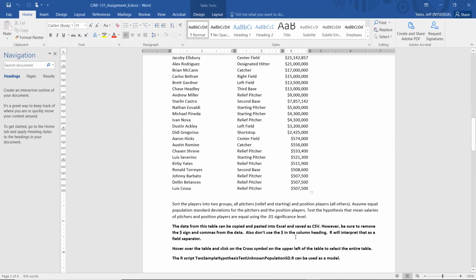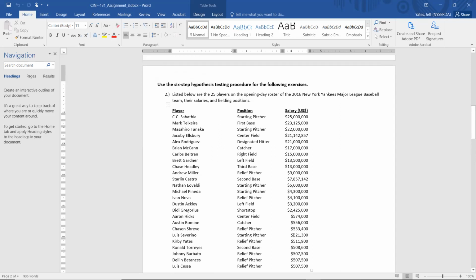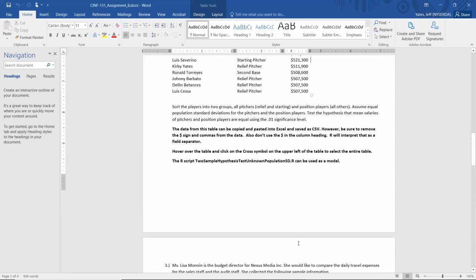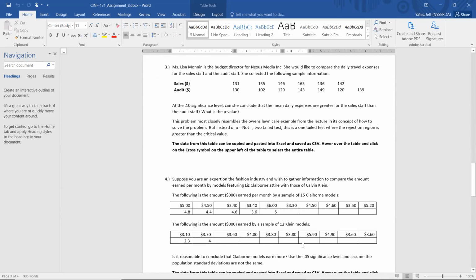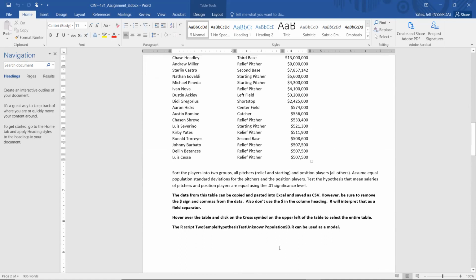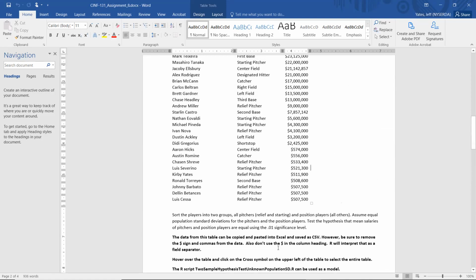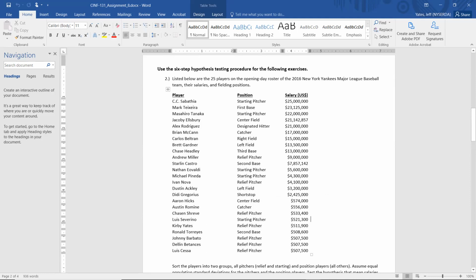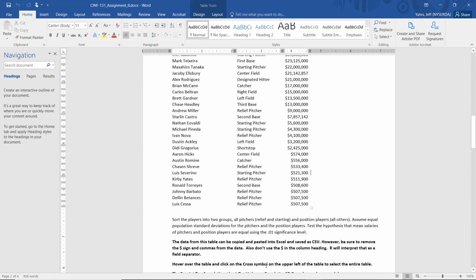So what we want to do, and you are not given the population standard deviations for this particular data set. Now let me just see. We can guess at it, or let me think here. You were not given the population. So we're assuming they're equal, but you were not given them. So what we're going to do, equal population standard deviations in the pitcher's players.